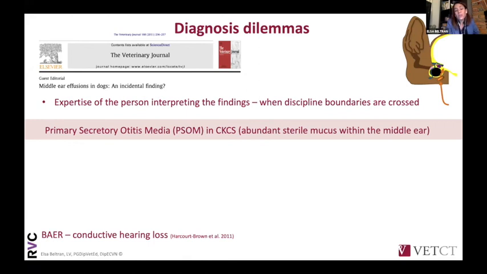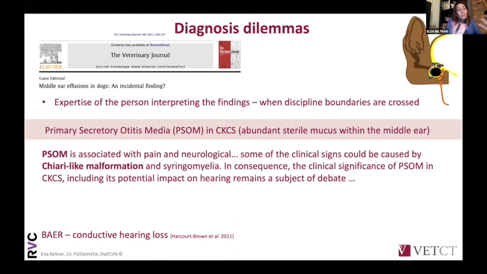And for instance, one of the examples is the primary secretory otitis media that we see often in the Cavaliers, that is this sterile mucus within the middle ear, and sometimes can be associated with clinical signs, sometimes can be associated with pain, sometimes can be associated with facial neuropathies. But we know that this type of dogs are also going to potentially have Chiari-like malformation and some associated syringomyelia, which can also be associated with pain, with this pins and needles sensation.